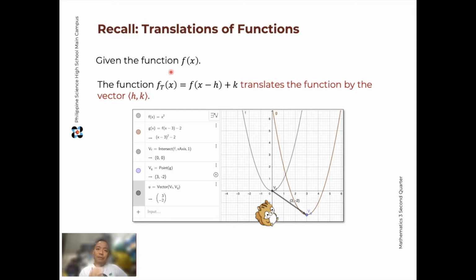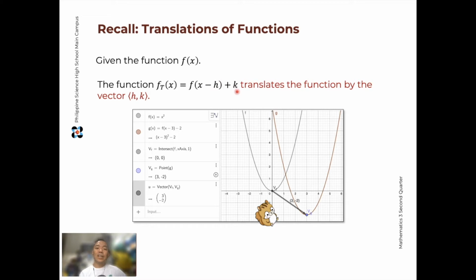Now, pag minodify natin siya, na yung x, papalitan natin ng x minus h, tapos nag-add tayo ng k dun sa labas, we are combining two translations. Recall, yung x minus h, this will translate our function h units to the right. So kung negative yung h, magiging x plus something, mag-move siya effectively to the left. So we could still say na nag-move siya h units to the right.